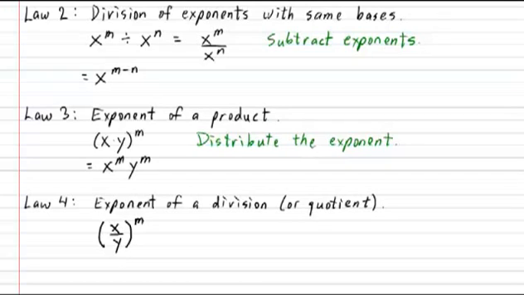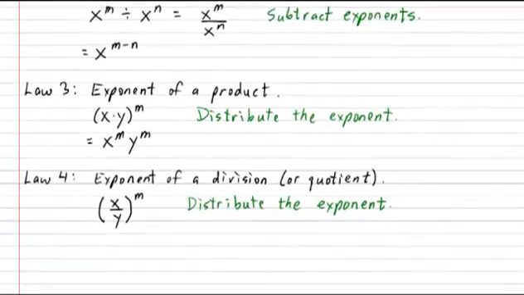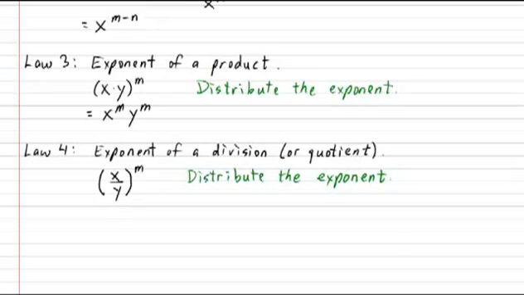Good for you if you remember that the exponent m gets distributed to the numerator and the denominator individually. As usual, take your important color and let's put that little note down. We distribute the exponent. This gives us a result that perhaps looks like this. X to the power of m over y to the power of m.